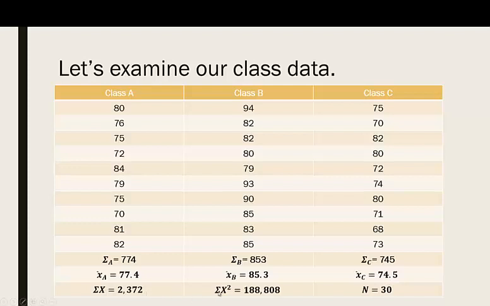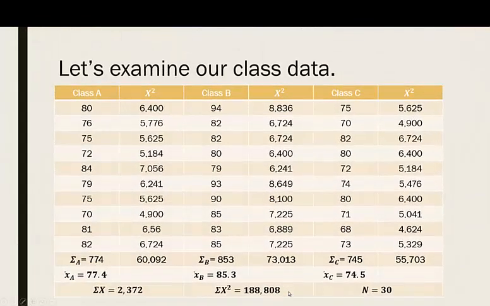Now, the sum of x and the sum of x squared, we need to go to the next slide to look at this. So what we did here simply is we take our x, our score for A, and square it. Okay? We do the same for B, and we do this for every score, and we get a total here for the sum of all our A scores, 60,000, all our B scores, 73,000, and all our C scores, 55,000.